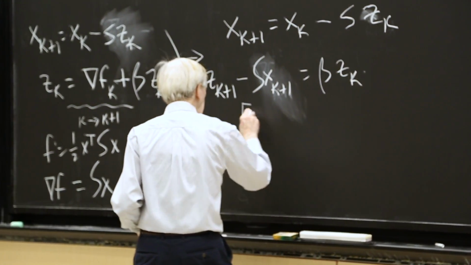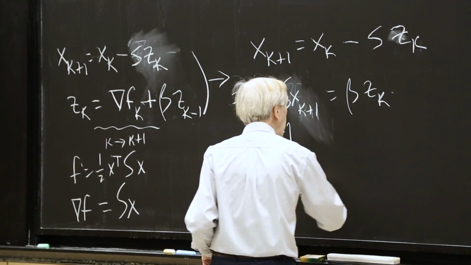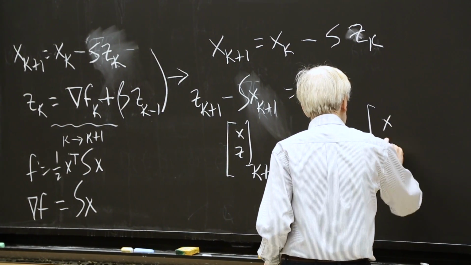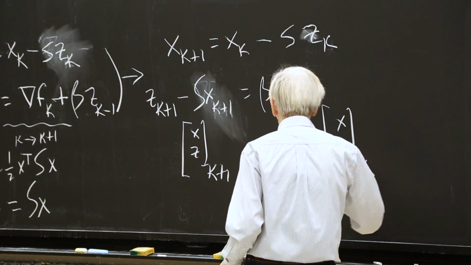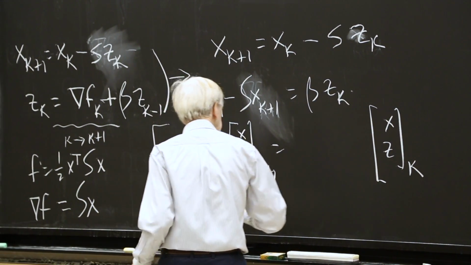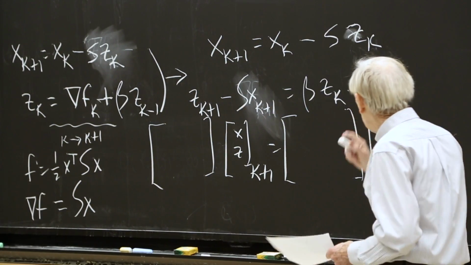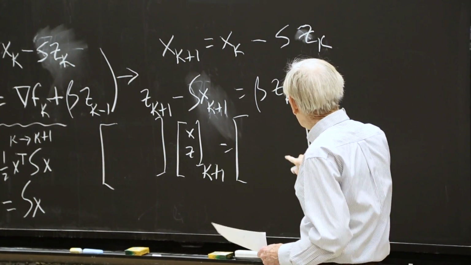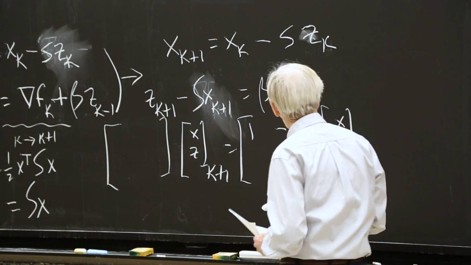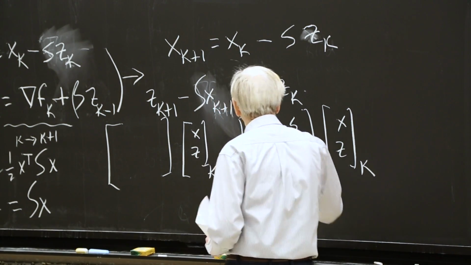So here's xz at k plus 1. And over here will be xz at step k. And I just have to figure out what matrix is multiplying here and here. Okay. And I guess here I see it. The first equation has a 1 and a minus s, looks like, in the first row. And it has a beta in the second row.